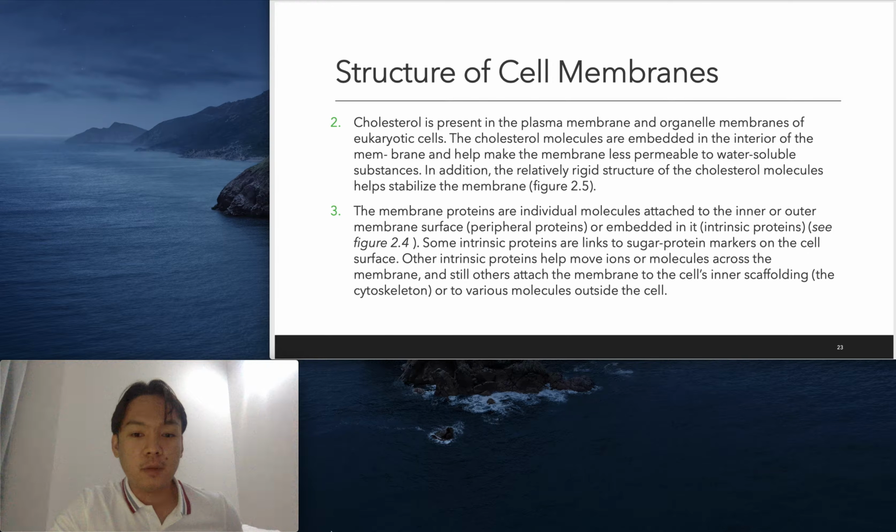So the membrane proteins are individual molecules which are attached to the inner or outer membrane surface. For the outer membrane surface, we call them peripheral proteins, and those which are embedded in it are the intrinsic proteins. We will be taking a look at Figure 2.4 on the next slide.